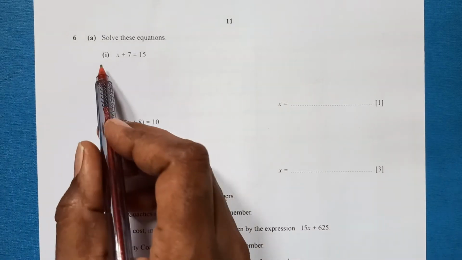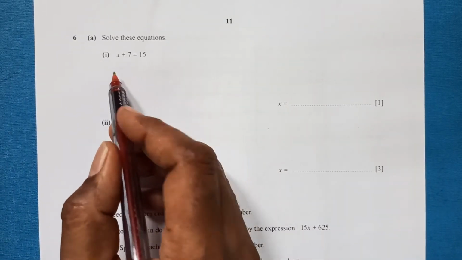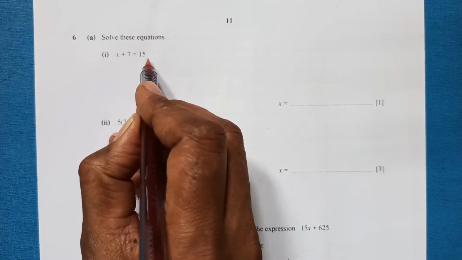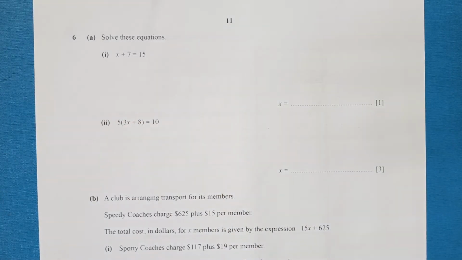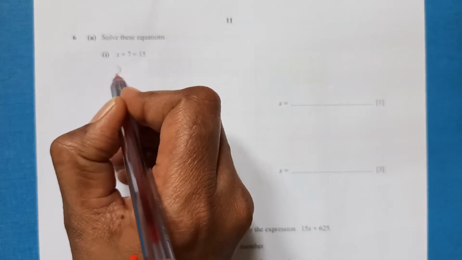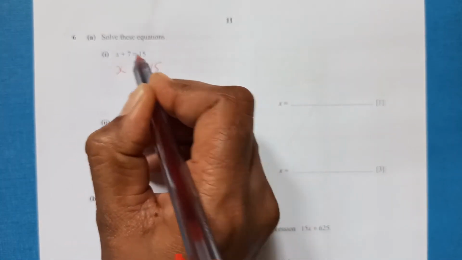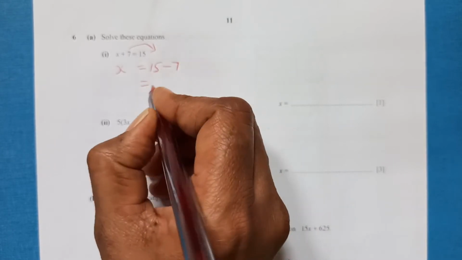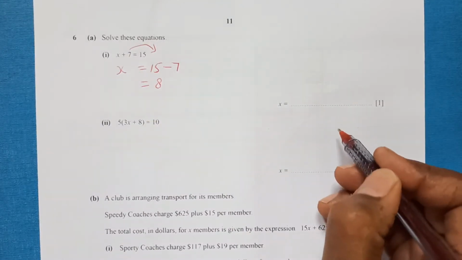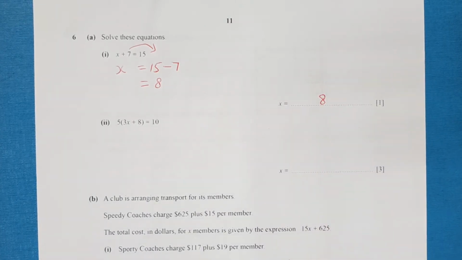Question 6, solve these equations. We have here x plus 5 equals 15, so we need the value of x. 7 will go to the other side as minus 7, so 15 minus 7 is 8. So the value of x is 8 here.